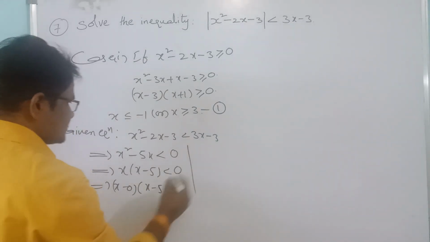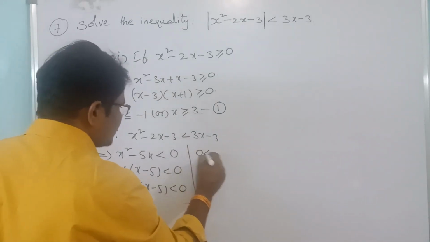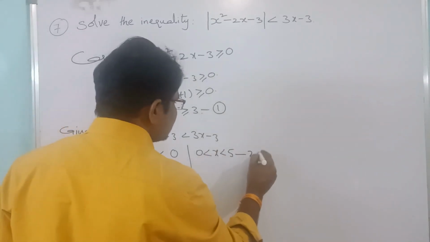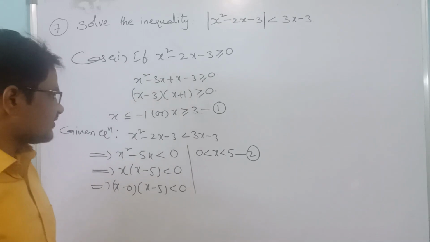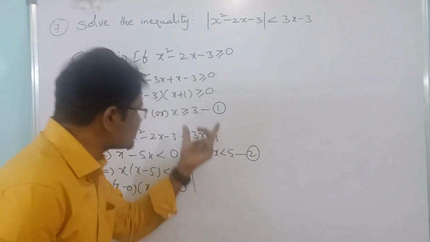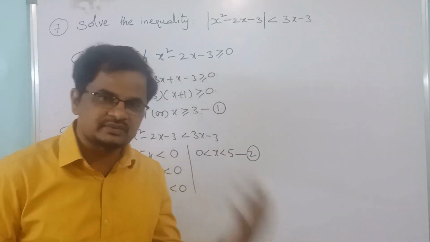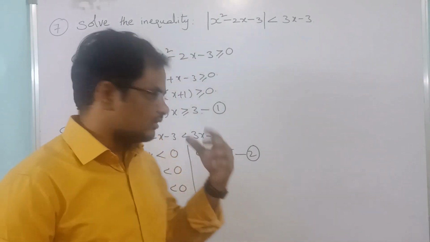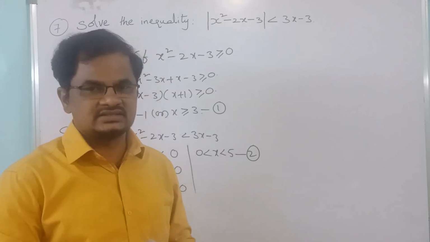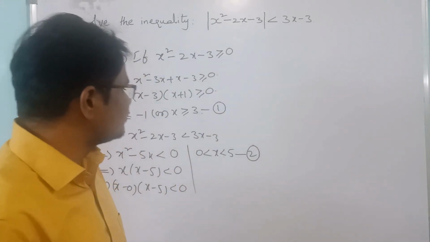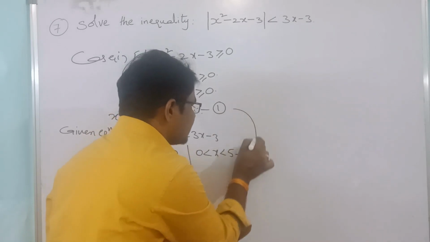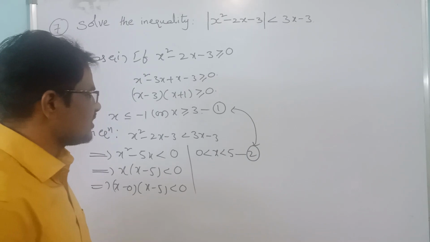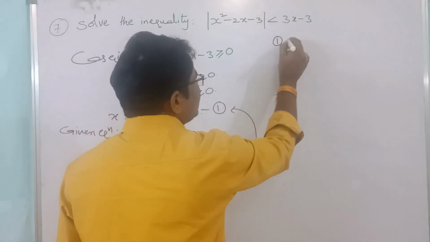Now how to write it? If you take a number line, 0 less than x less than 5. Now take this as equation number 2. After that, what we have to observe is whether these values satisfy the given equation or not. In the previous problem there were no inequalities, but here inequality is there. So that's why we have to take the common values of these two, means intersection, so that is 1 intersection 2.